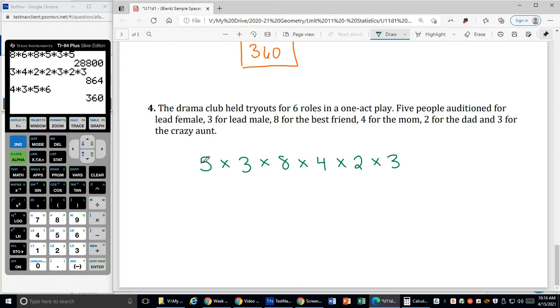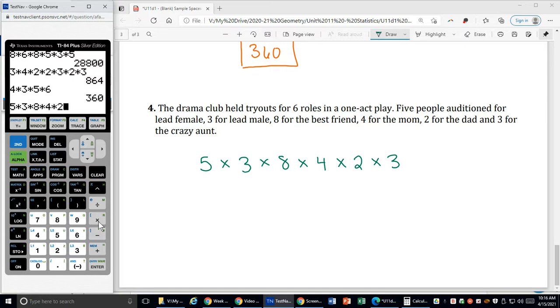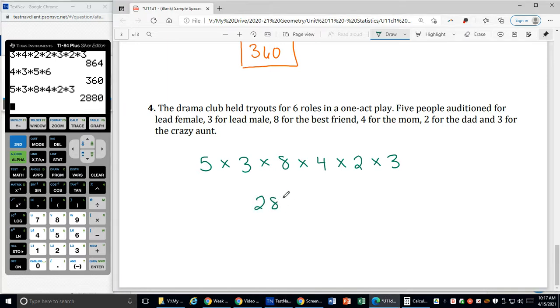So there are 6 roles. 1, 2, 3, 4, 5, 6. There's the lead female, the lead male, the best friend, the mom, the dad, and the crazy aunt. 6 parts. We're not multiplying the 6 in here. So 5 times 3 times 8 times 4 times 2 times 3. Just double check. 5, 3, 8, 4, 2, 3. I got them all right. When I hit enter, if I'm the director and I'm casting this play, there are 2,880 different ways I could cast this play, assuming that all of the performers are good performers.